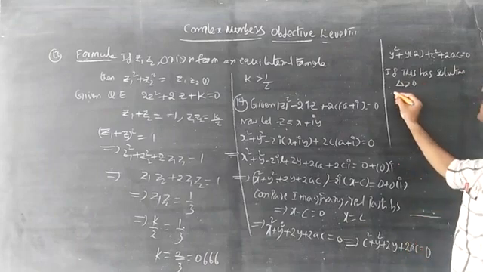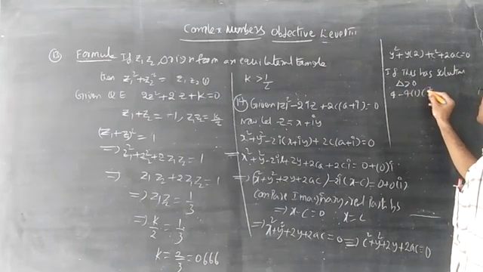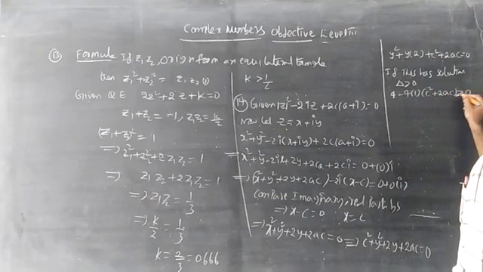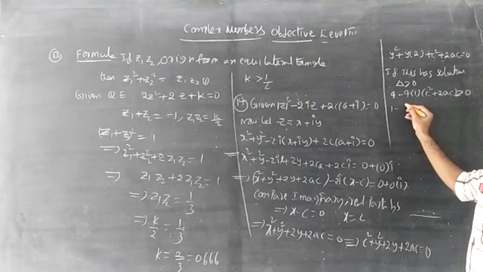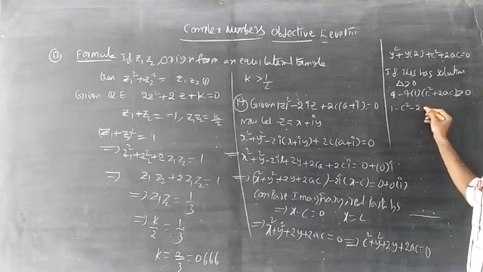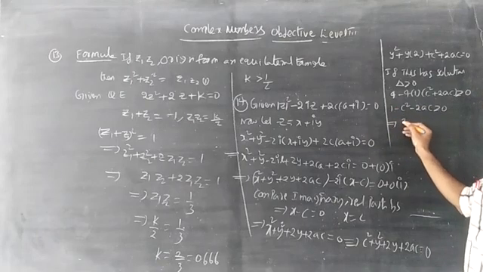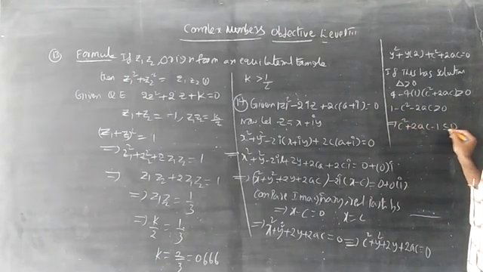Now the discriminant b square minus 4ac: 4 minus 4 times c square plus 2ac is greater than or equal to 0. Now divide by 4 and it becomes 1 minus c square minus 2ac greater than or equal to 0. Multiply by minus 1, it becomes c square plus 2ac minus 1 less than or equal to 0.